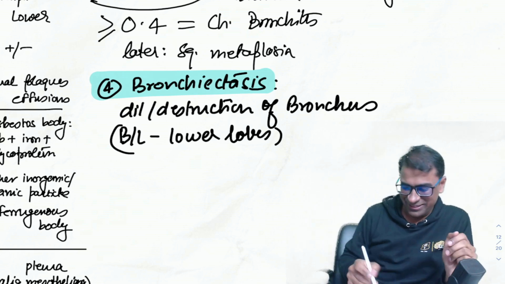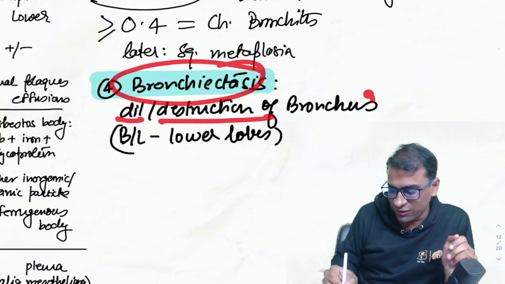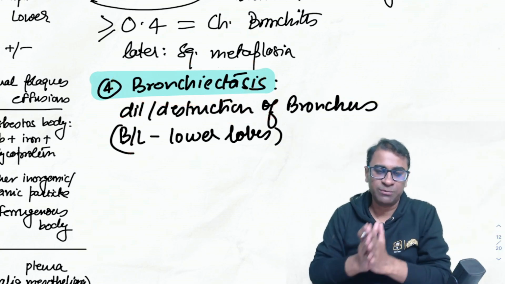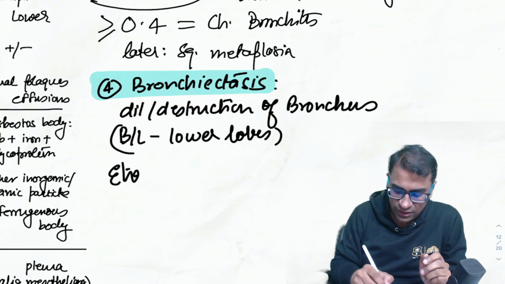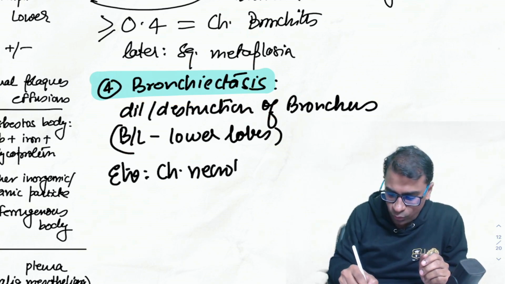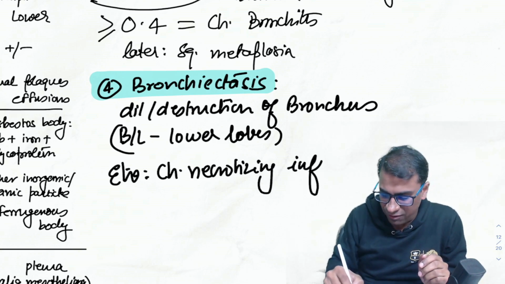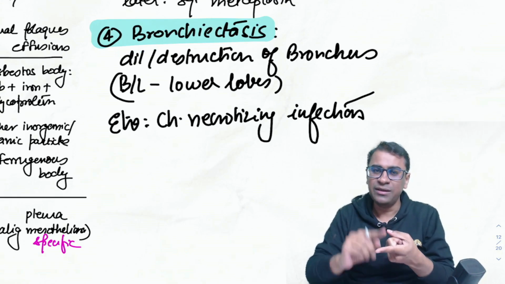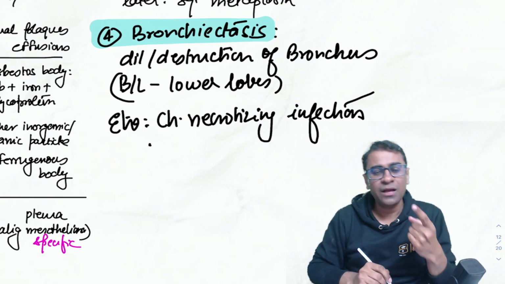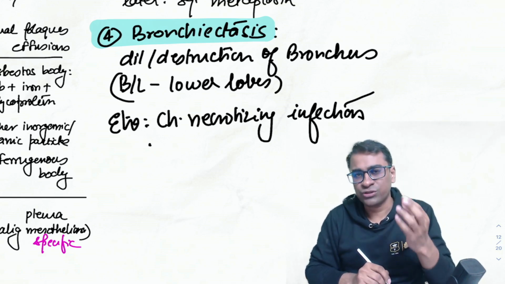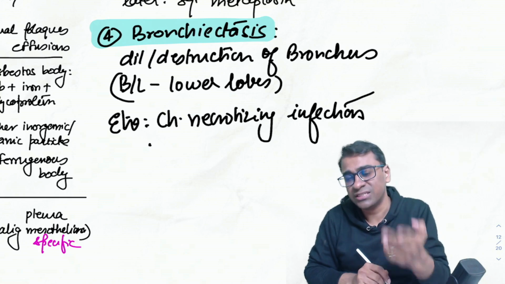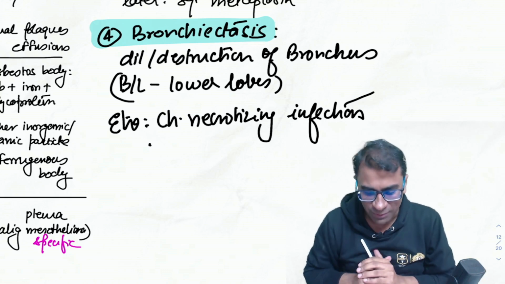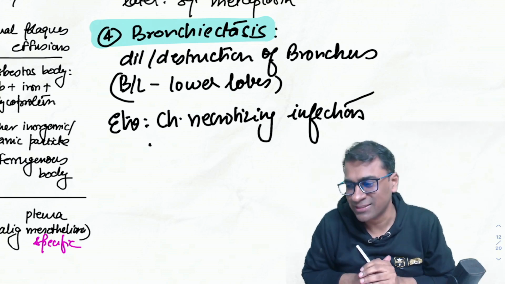That's very funny. Bronchiectasis is dilation and destruction of the bronchus, and it often involves the bilateral lower lobes. The main etiology here is chronic necrotizing infections, like Staph aureus, TB, Aspergillus. It can be Kartagener syndrome, cystic fibrosis, Young syndrome, autoimmune disease, and foreign body. All of them are the basic etiologies of bronchiectasis.